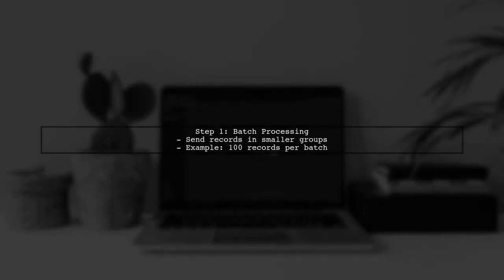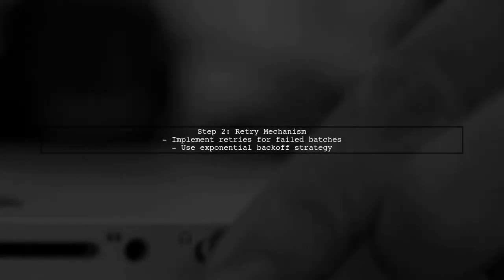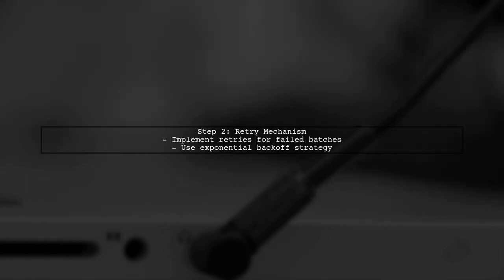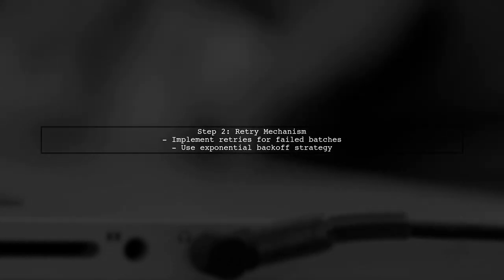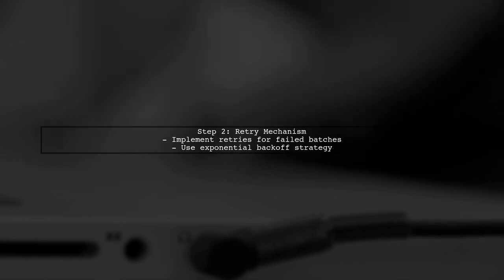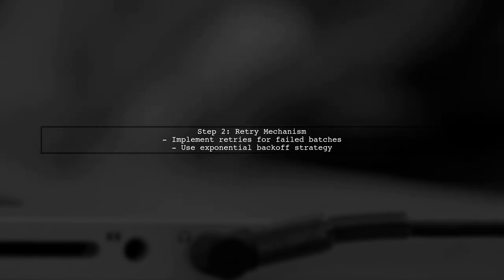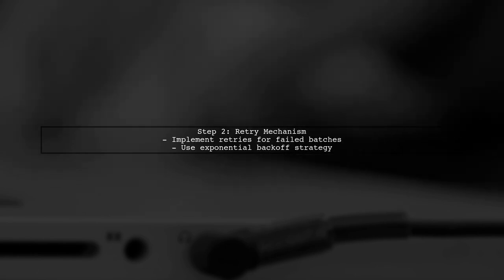To upload over 1,000 records with images from your app to the server, the first step is to implement batch processing. This means sending the records in smaller groups rather than all at once. Next, you need to handle network interruptions. Implement a retry mechanism that attempts to resend failed batches. This ensures that if a network call fails, the records are not lost.